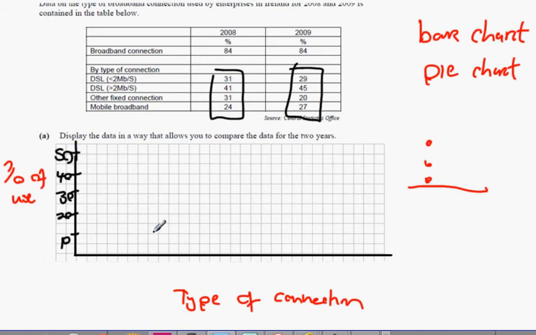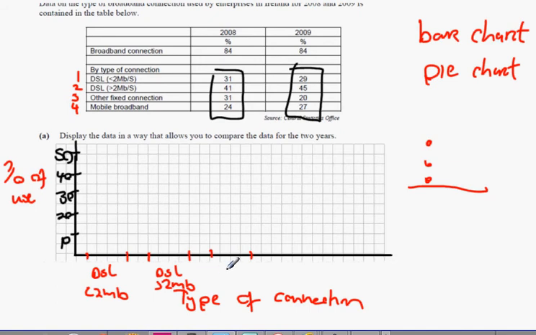Now, what categories do we have to put them into? What's the type of connections we have? Do you see them here? DSL below 2 megs, DSL above 2 megs, other connection and mobile connection. We need 4 different categories. So here's what we're going to do. We'll put this as DSL less than 2 megabytes. We'll then put another one here. What do you want this one to be? DSL greater than 2 megabytes. And then keep the gap as 2 in between. And what about this one here?